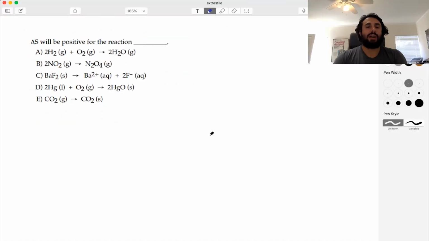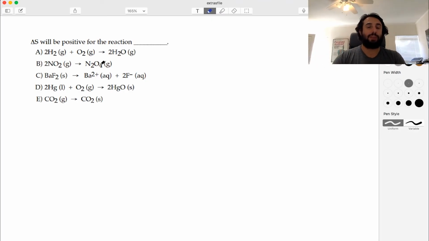So here's a quick one on entropy. Delta S will be positive for which of these reactions? And so a change in enthalpy, change in entropy. Remember that a change in entropy is associated with the dispersal of matter and energy. And when delta S is positive, that means an increase in entropy or greater dispersal. You can think of it as more randomness or more disorder, but I think dispersal is a better term. So when delta S is positive, we have a greater dispersal of matter and energy.